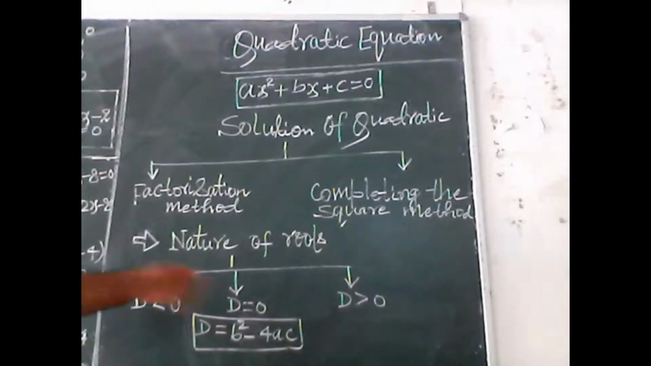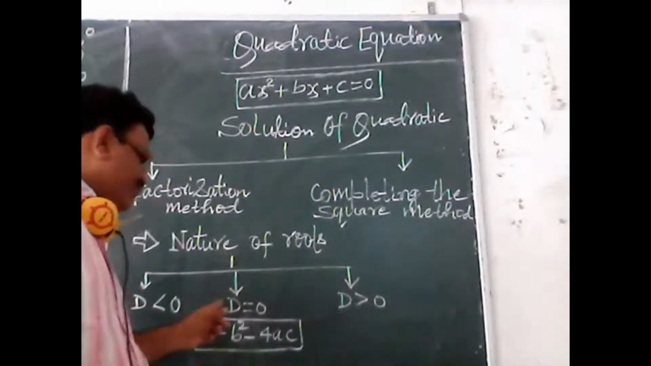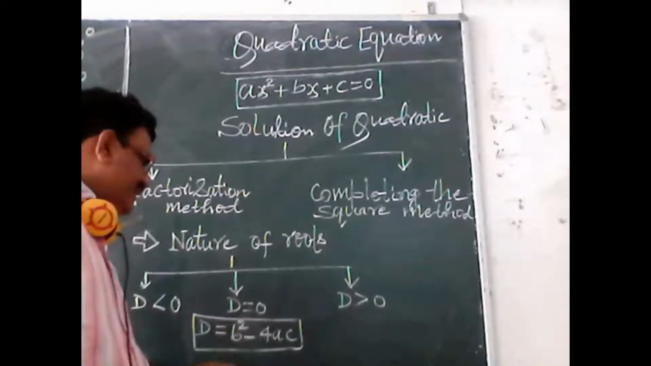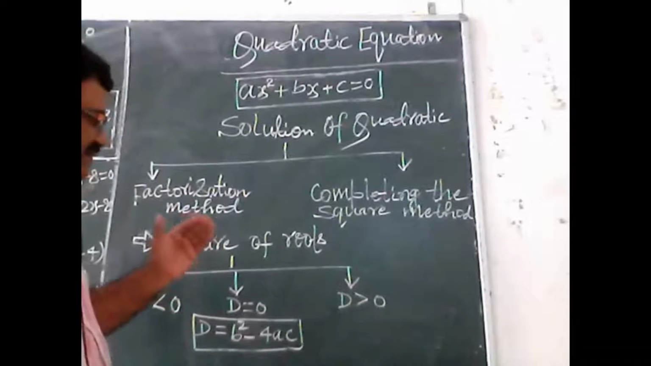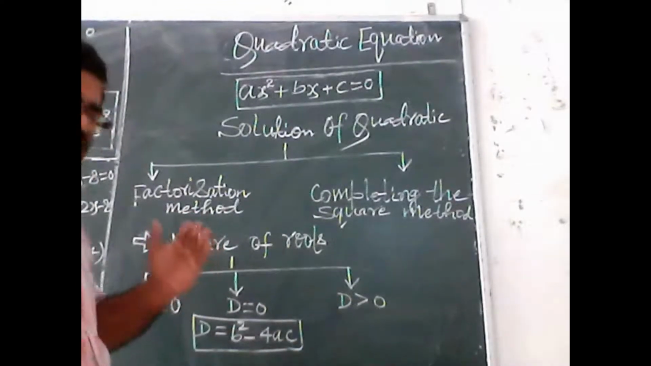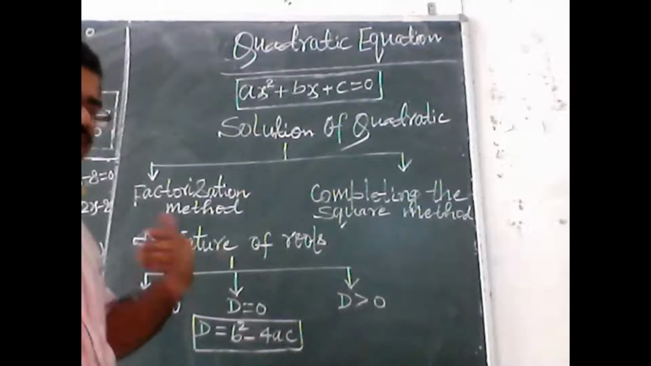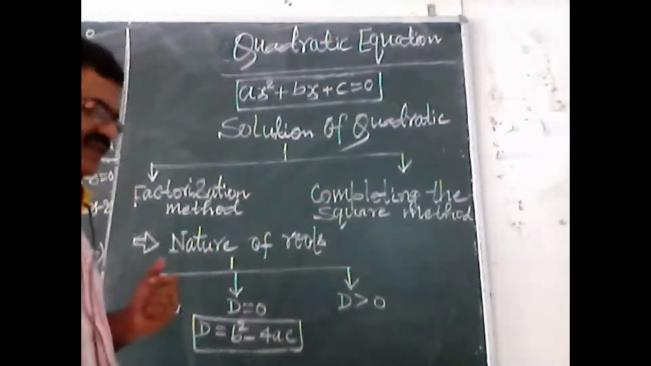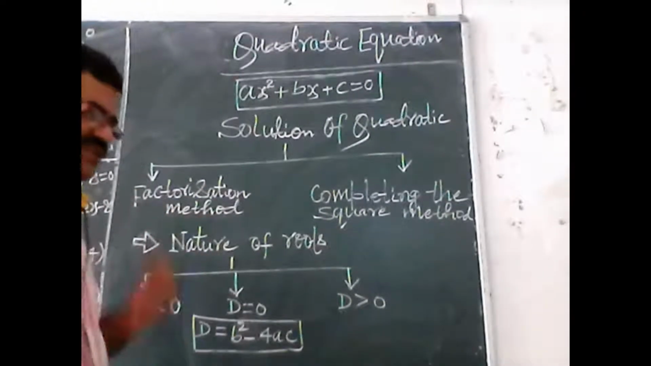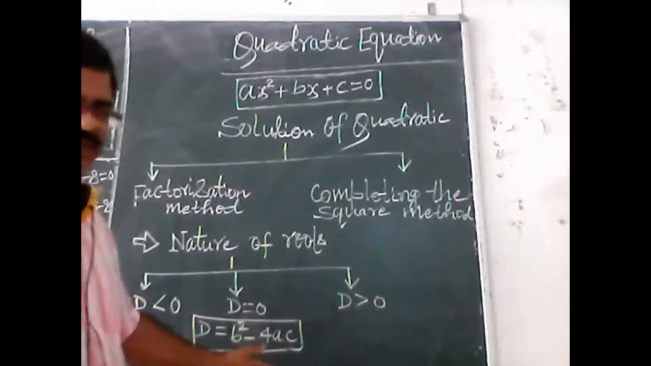If any equation is given anywhere, what you will do is first find D, and after that you analyze whether its value is negative, equal to 0, or greater than 0. There are three cases. Suppose D in such a case is minus 12. So for minus 12, no real roots will be there.